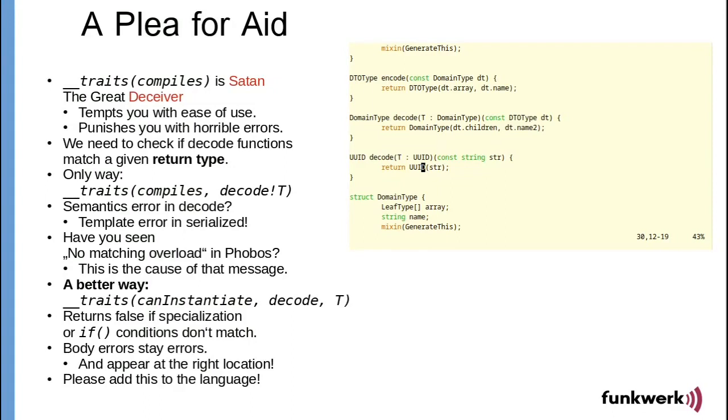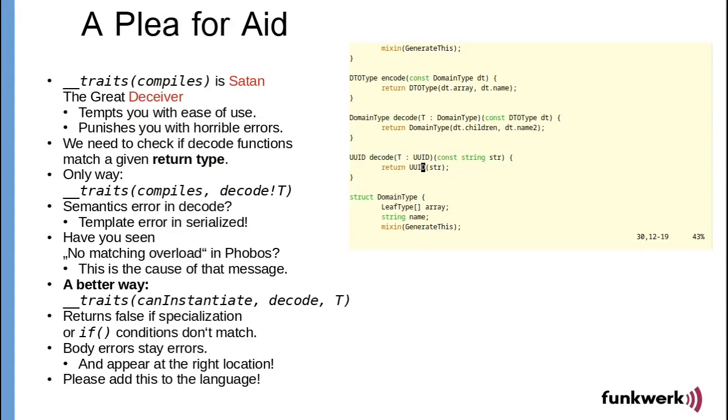And anyone who has used lambdas in D before knows that traits compiles is Satan, the great deceiver, who tempts you with ease of use and then punishes you with horrible cryptic compiler errors at a completely different location than the actual typo that you made. So the effect of this is that if you make a semantic error, and by semantic error I mean the sort of thing that is not a syntax error, but something like calling a method of UID that doesn't exist, in your decode function, then you get a template error in Serialized, and a very cryptic one too.